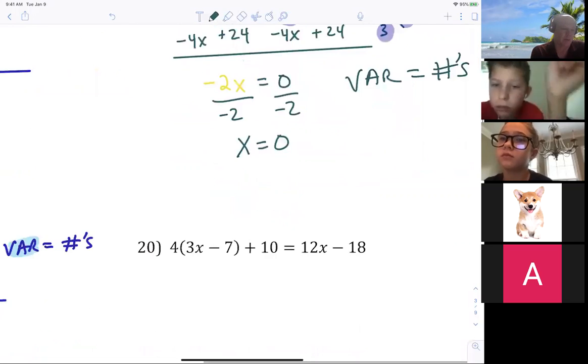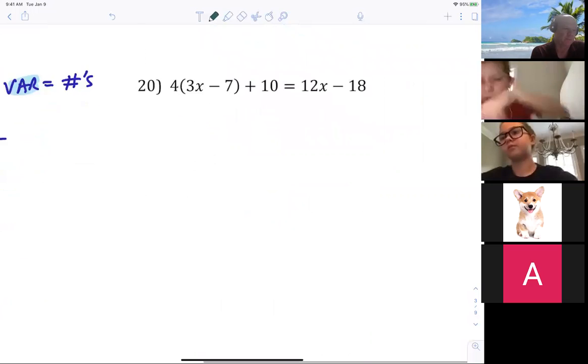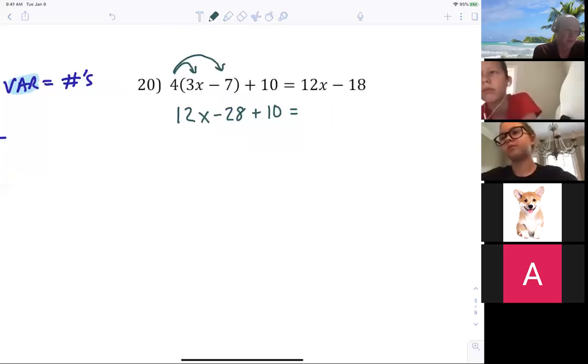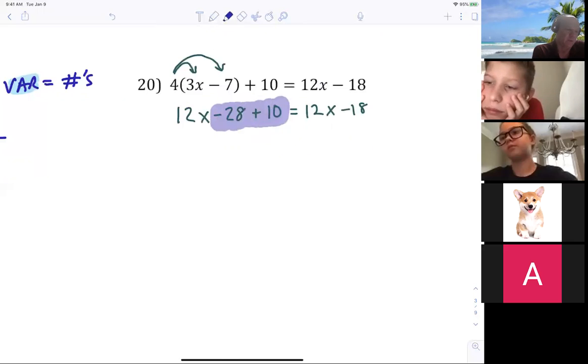All right, so let's check out number 20 now. On number 20, I want everybody to distribute. So when you distribute the 4, you end up with 12x minus 28 plus 10 equals 12x minus 18. All right, now you want to check to see if you can combine anything. What is negative 28 plus 10?